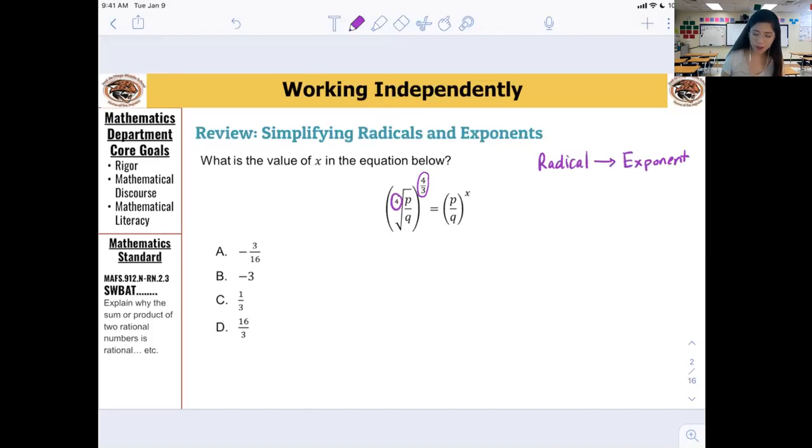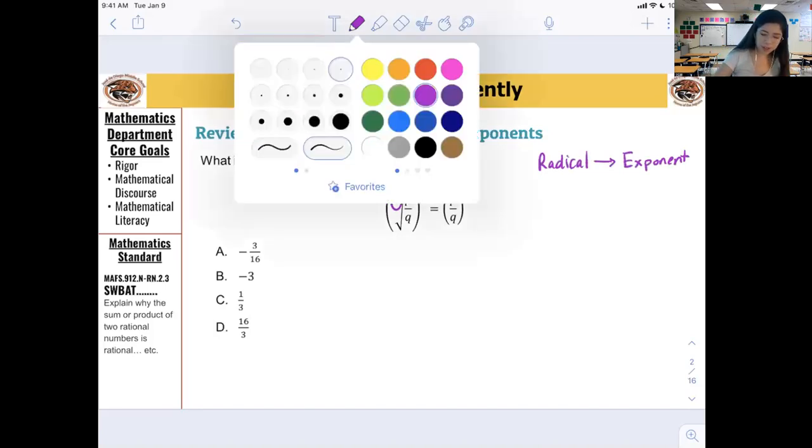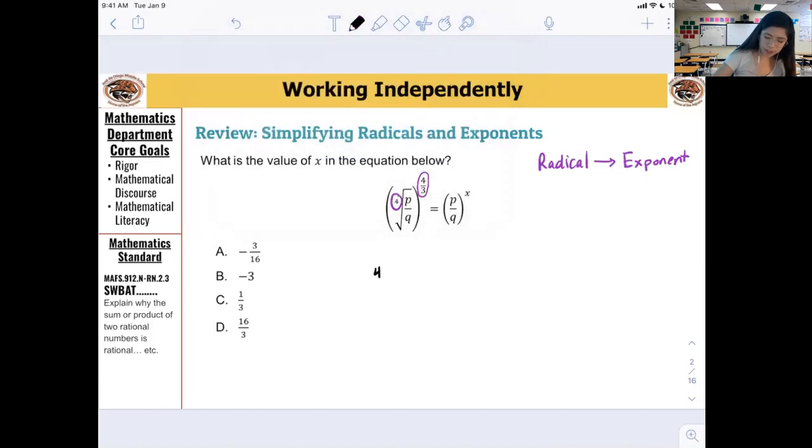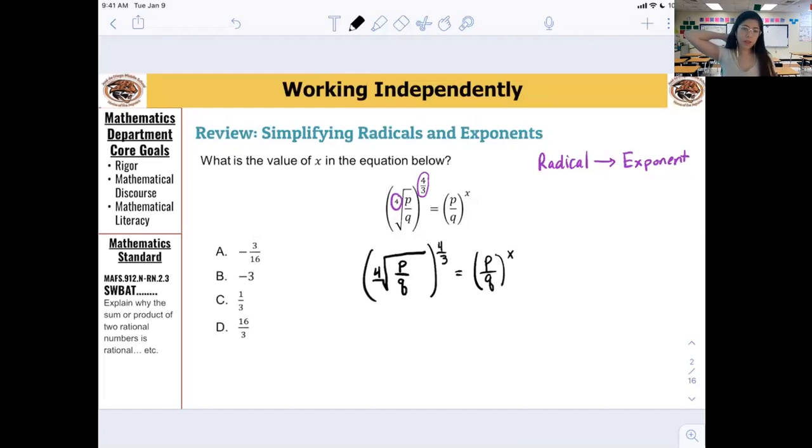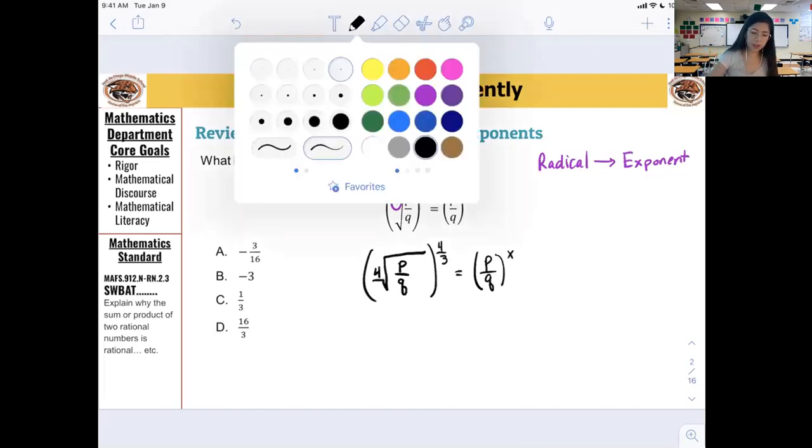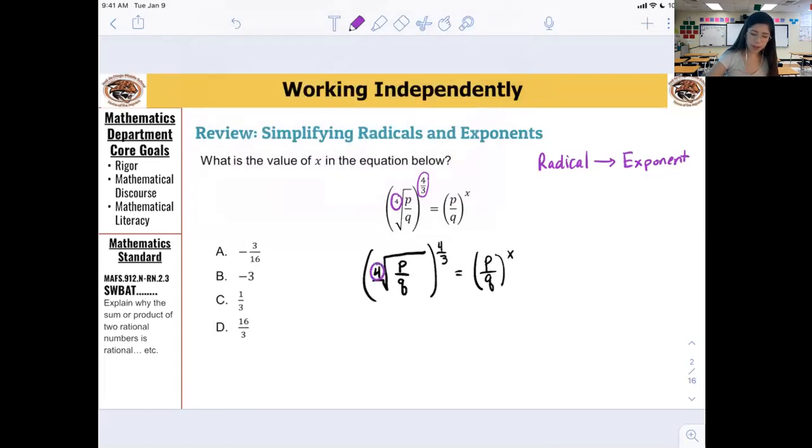I can rewrite this to make it look a little bit more like what you're used to seeing. What's happening here is we have the fourth root of P over Q, to the power of 4/3. So like Ajira said, what I can do is turn this radical into an exponent.